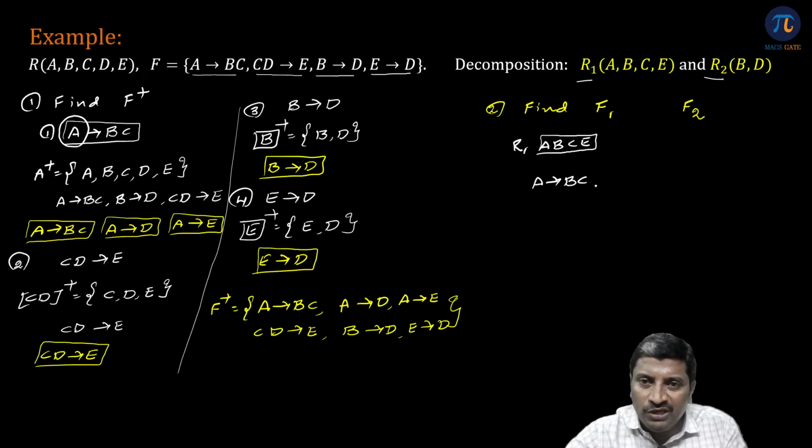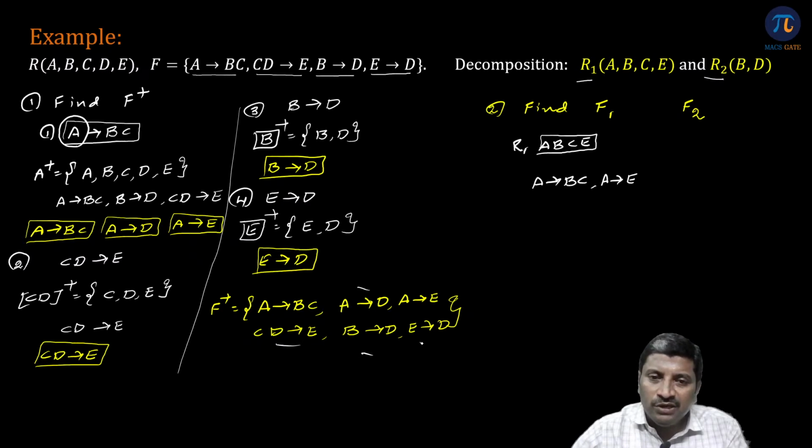So we don't consider it. Then A goes to E. Yes, you can write it. Then CD goes to E. D is not there, so this we don't consider. B goes to D. This also we should not write. E goes to D. D is not there. We should not write it. So these are the 2 FDs which consist of only the attributes of R1. Hope this is clear, sir.